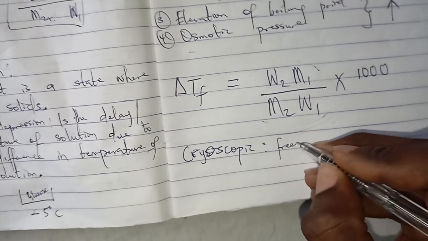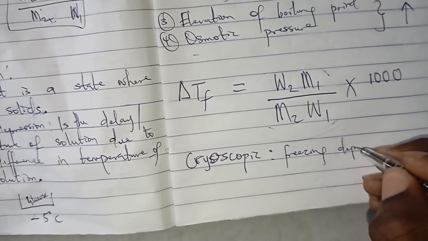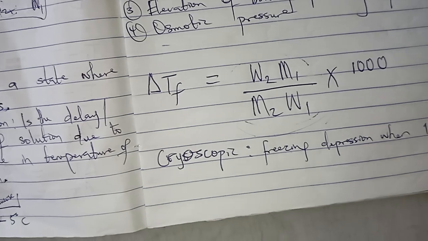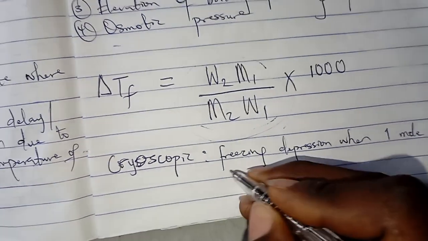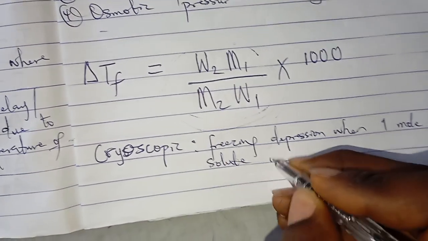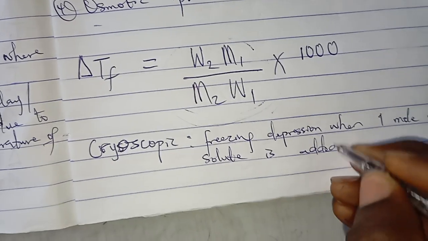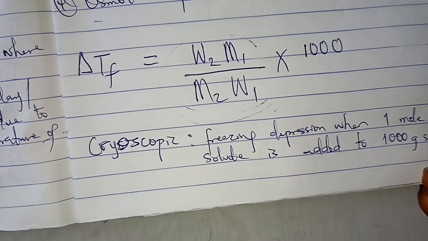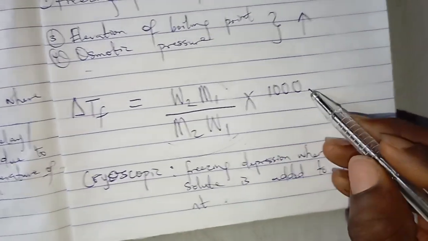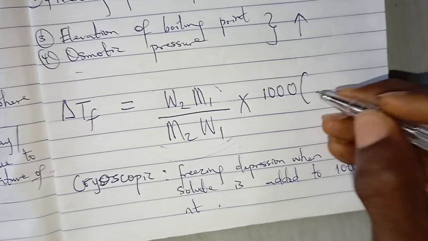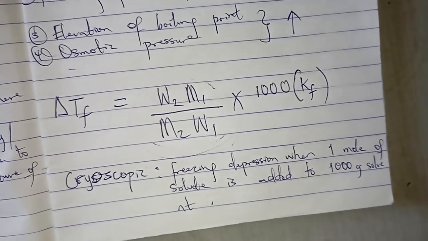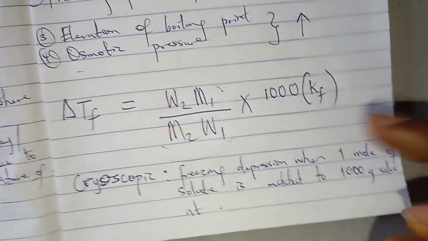the freezing point depression when 1 mole of solute is added to 1000 gram solvent. So I need to always introduce this. So this is going to be times 1000, and this 1000 happens when I have the Kf, the constant Kf. So it's very important to know this, and this Kf will always be given.